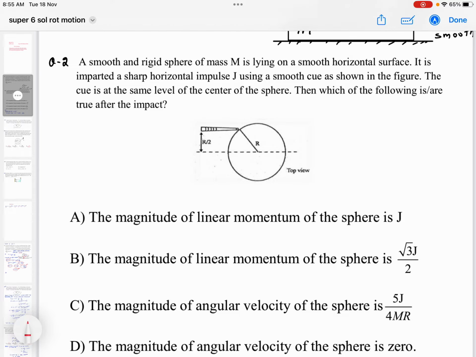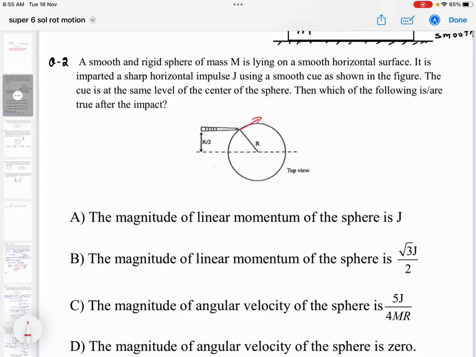So here you are striking with a cue. When you are striking on any surface, in which direction will you apply force? It's not like the sphere has some roughness. So it is smooth. On a smooth surface you cannot apply any tangential force, right?